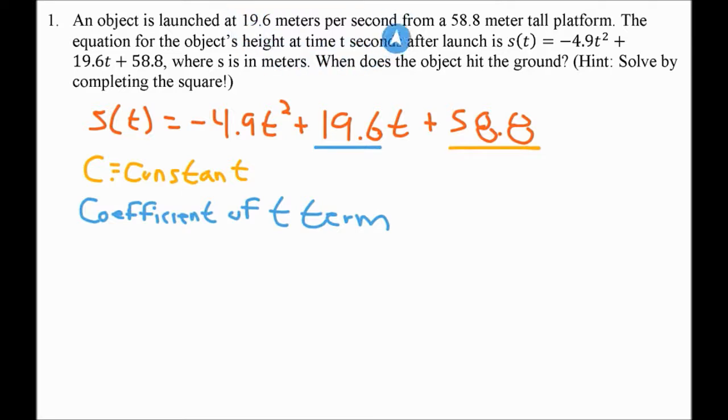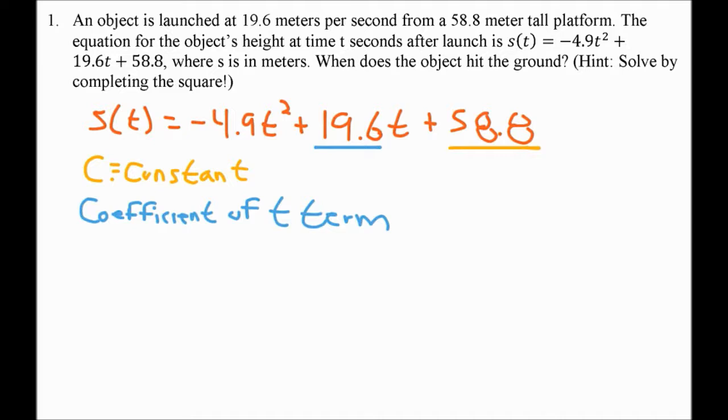So this object is not being released from rest. It actually has some speed whenever it's launched from either your hand or the cannon or whatever it is that is launching this object. We know that this 19.6 meters per second is going to be, in the context of this problem, the initial speed. Okay, so let's solve this problem.